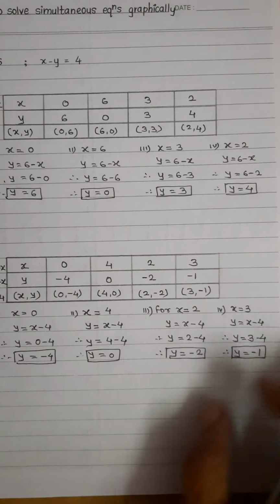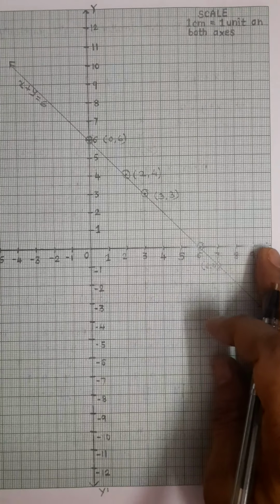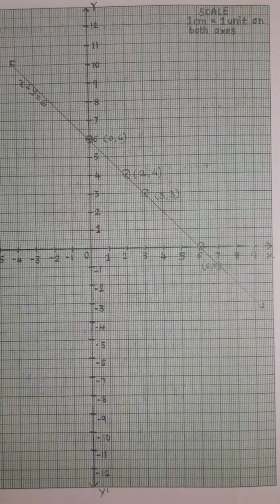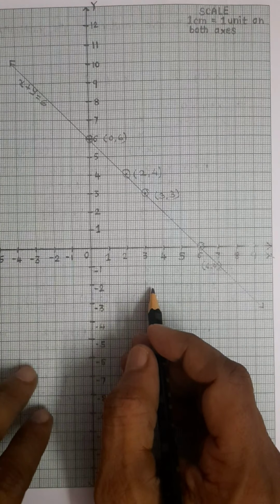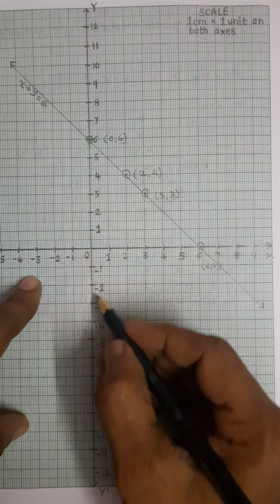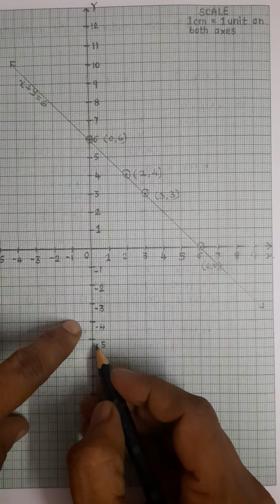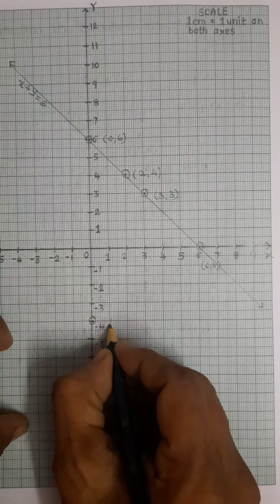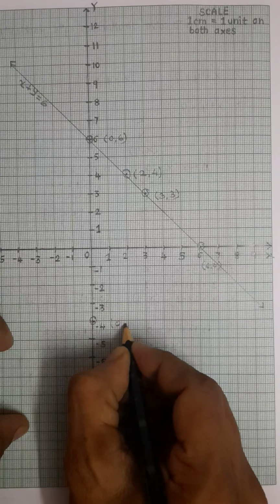Now all these 4 points we have to plot on the same graph paper. Now see, here we have to plot all these 4 order pairs. First order pair is 0 and minus 4. Therefore on the x-axis we have to see this 0, and on the y-axis it is minus 4. Therefore this is our first point. It is 0 and minus 4.